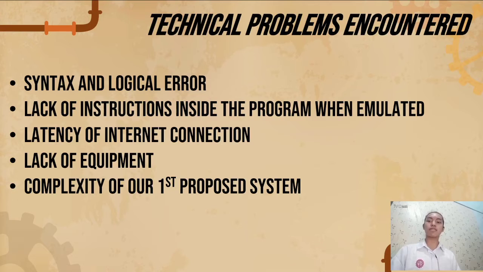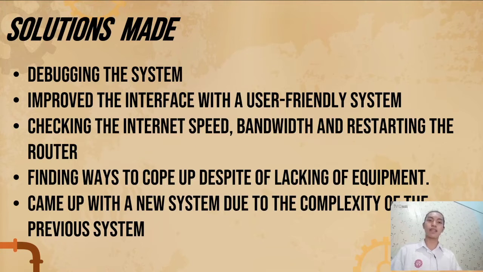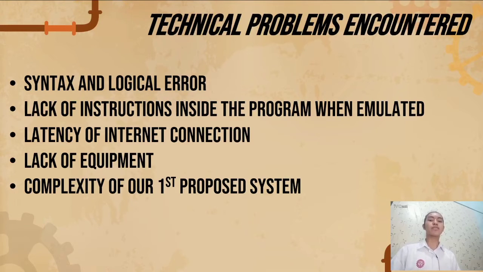In the previous system, our system lacked interaction with the user, so we needed to find other ways if we want to provide an effective and efficient program to the users. And the third problem we encountered is latency of internet connections. The solution we made is checking the internet speed, bandwidth, and restarting the router. Where we are doing the system, latency of internet connection can hardly be avoided, since not everyone has a stable internet connection, especially as we are located in one of the slow internet countries in this world.